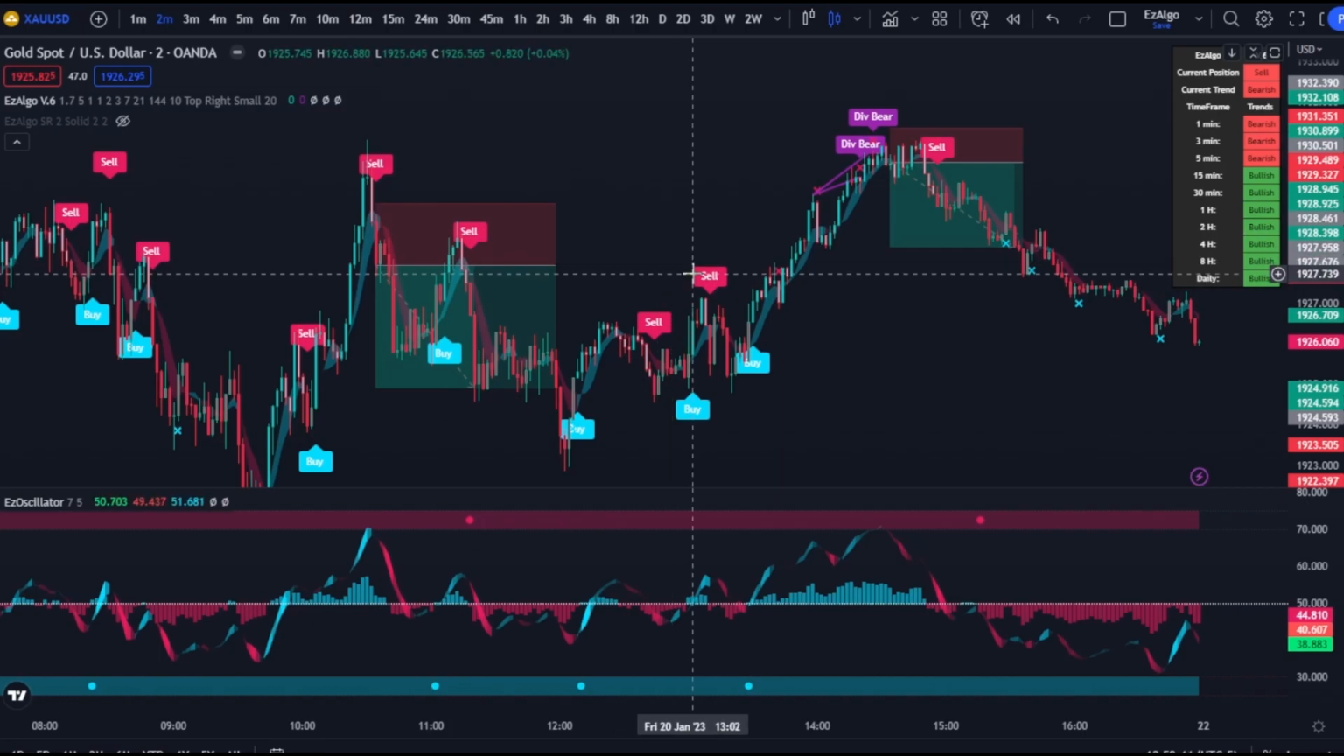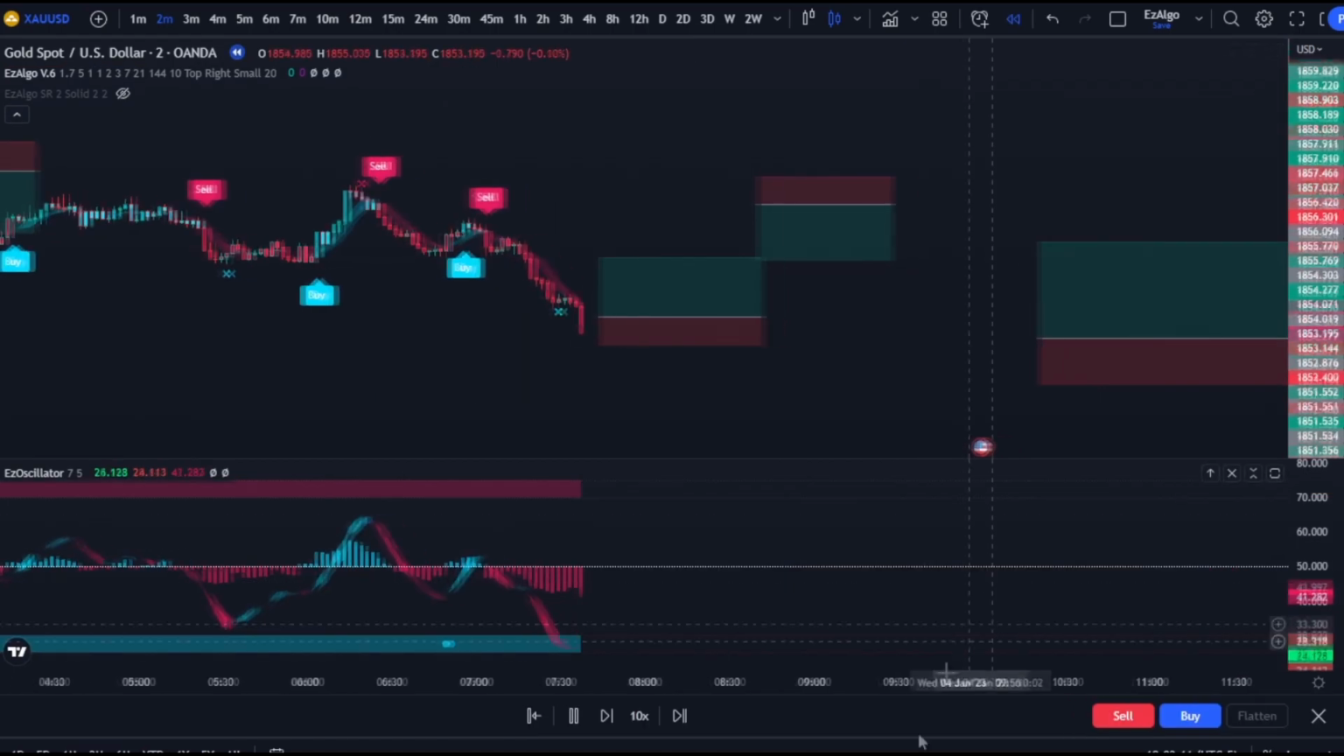So that's not really a set in stone rule, but I tried to be as fair as possible and target a 2-to-1 risk to reward ratio. There's no moving stop loss to break even and no letting winners run. So this is purely a 2-to-1 risk to reward ratio.